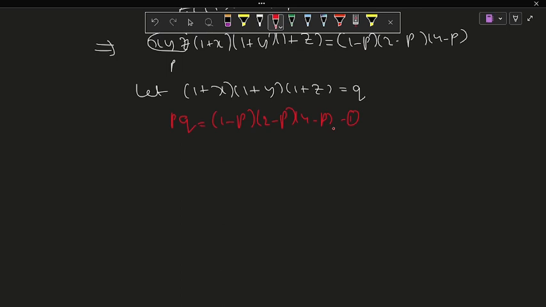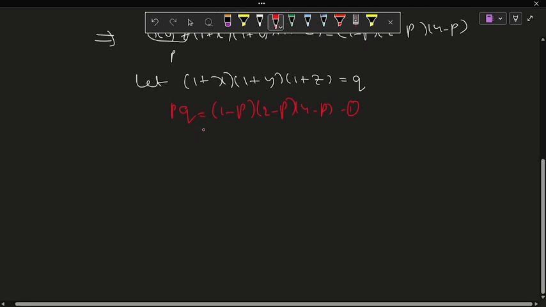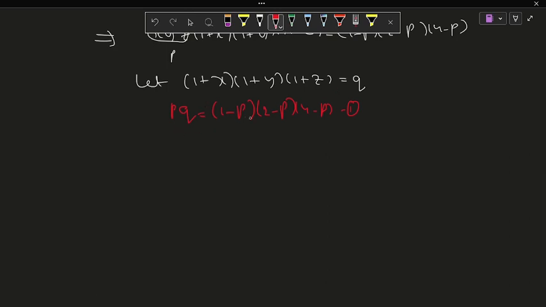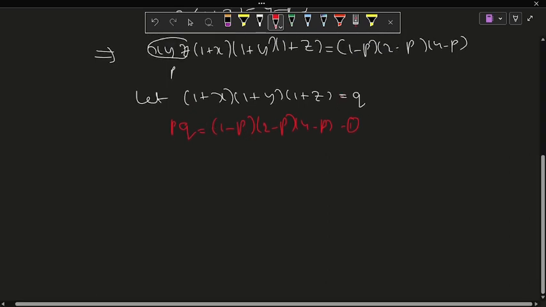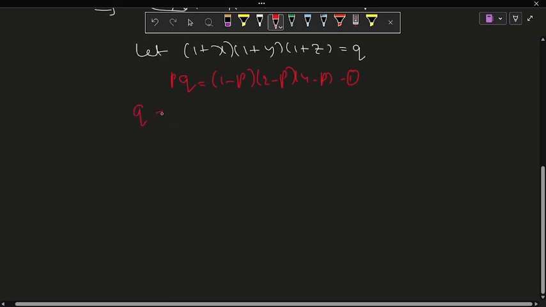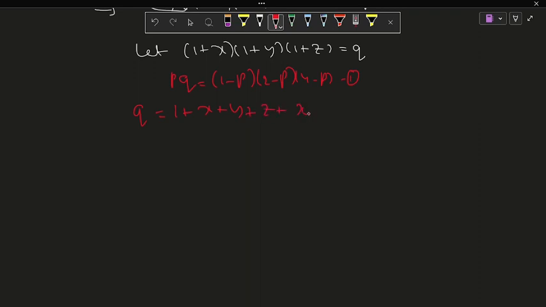Okay, cool. But we need to find another equation in terms of p and q, since for solving an equation in two variables we need two equations. So we can get this second equation by simply expanding this q. So we get q as 1 plus x plus y plus z plus xy plus yz plus zx plus xyz. You can also remember this as an identity because it's a very standard and useful one. But anyways, now we have to relate this in terms of p.